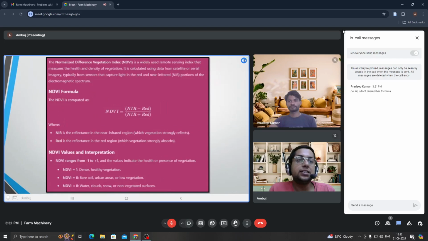If NDVI is less than 0, then what is there? Water, clouds, or non-vegetated surfaces. It means the reflectance of that particular surface would be very high. That is why I am getting a negative value. It means the numerator has to be negative, which means the red wavelength is much higher. That is in those particular cases only where the reflectance value is higher, from snow, from water, from clouds. This is important here.